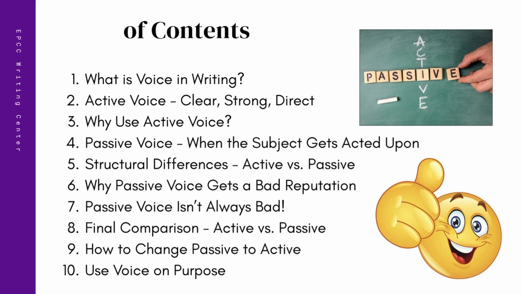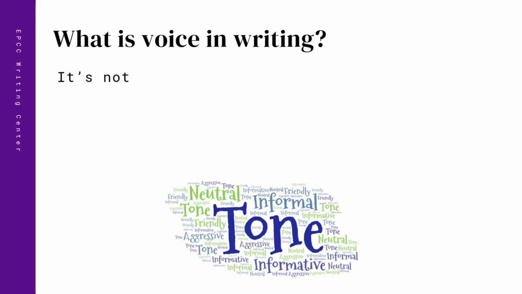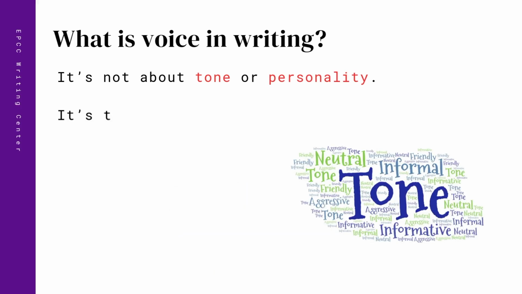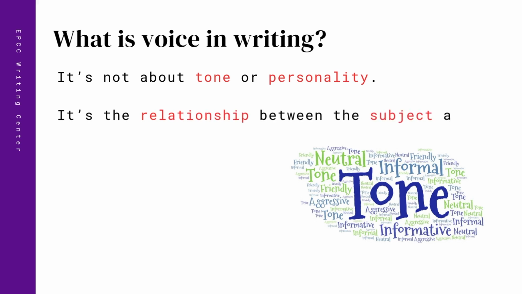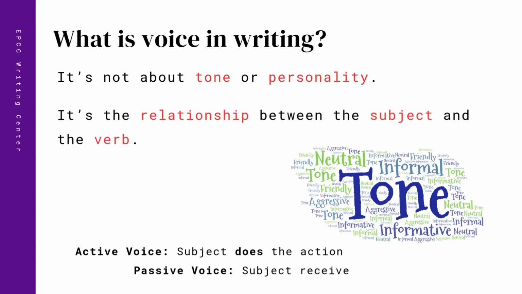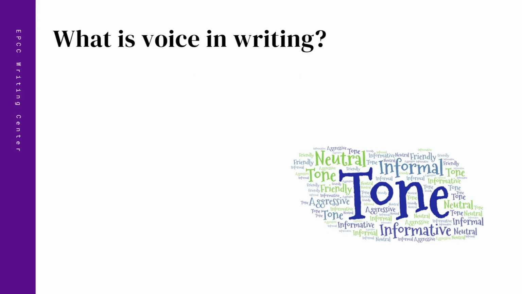Let's start with the basics. What is voice in writing? When we talk about voice in grammar, we're not talking about how writing sounds. We're talking about the relationship between the subject and the verb in a sentence. Here's the big idea. In active voice, the subject does the action. In passive voice, the subject receives the action. Sounds simple, right? Let's look at some examples.